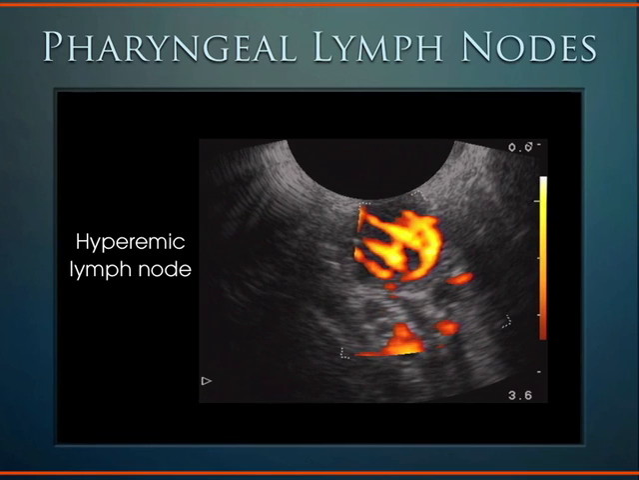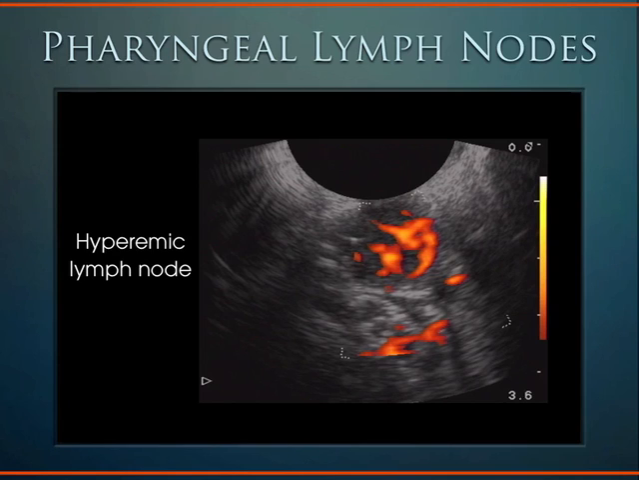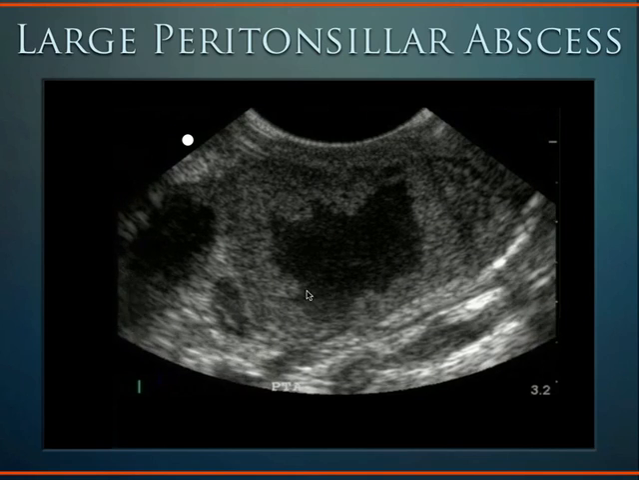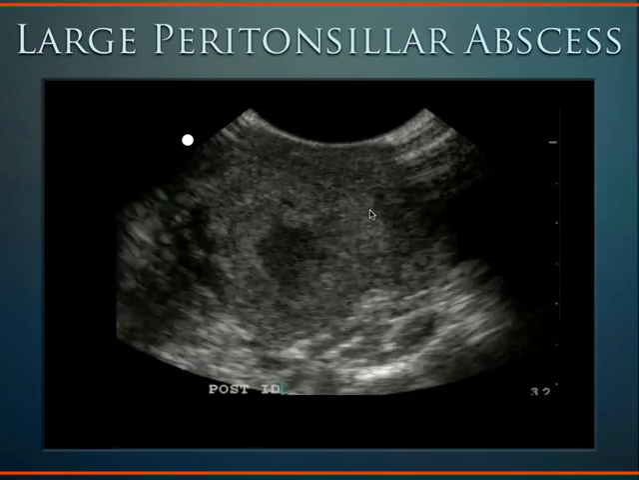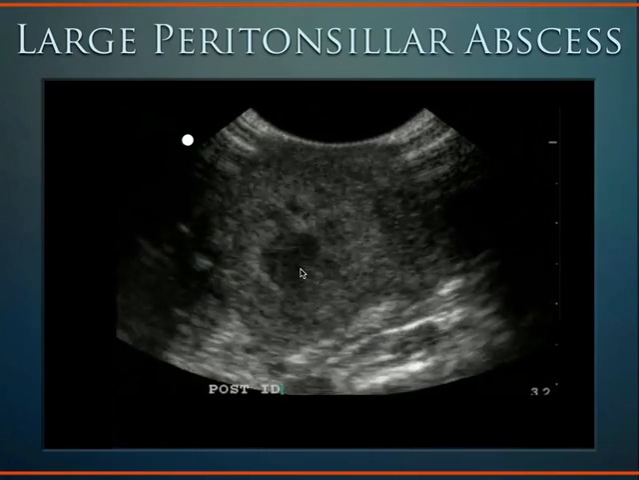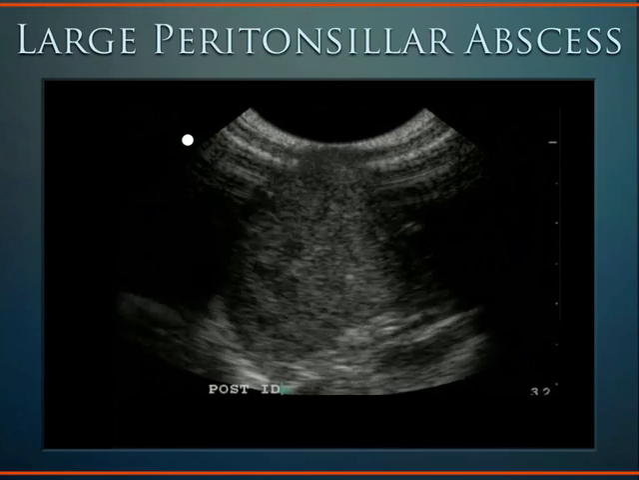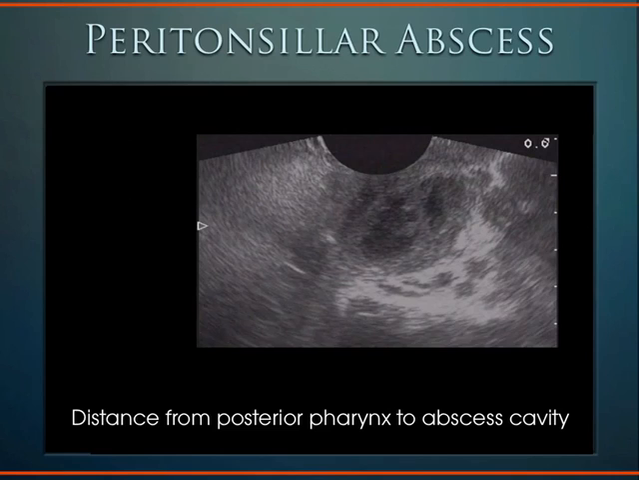On the other hand, a peritonsillar abscess looks like this. Looks like a very large hypoechoic area. This was before drainage, and then we can see after drainage, it's basically gone. And so we can monitor the status of the abscess as we go through with ultrasound.